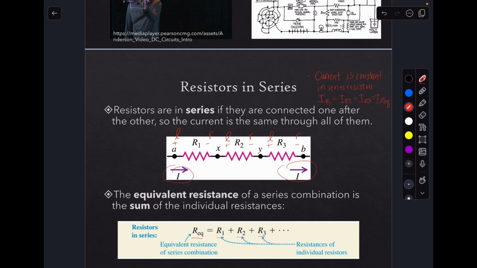Now the voltages across each resistor add to the total voltage.